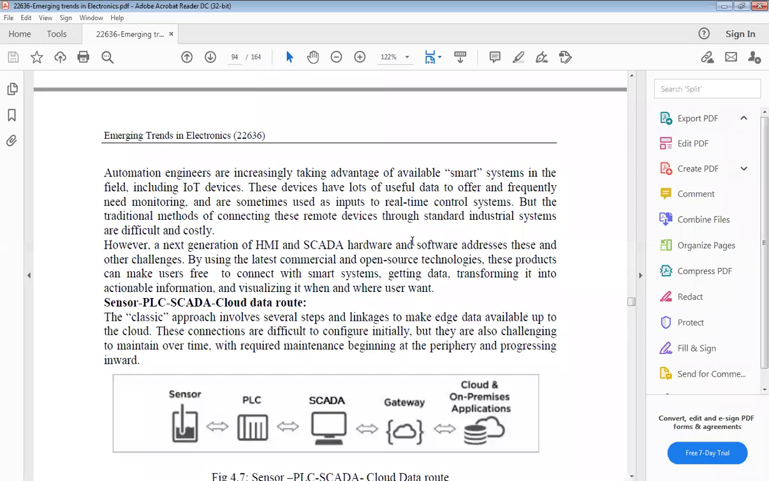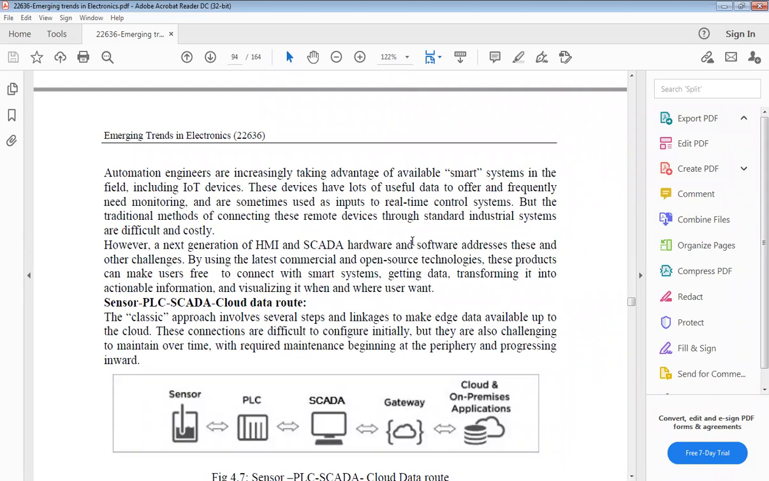By using the latest commercial and open source technology, these products can make users free to connect with smart systems, getting data, transforming it into actionable information, and visualizing it when and where the user wants.